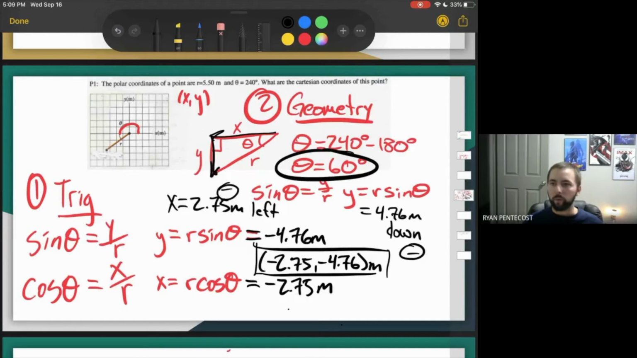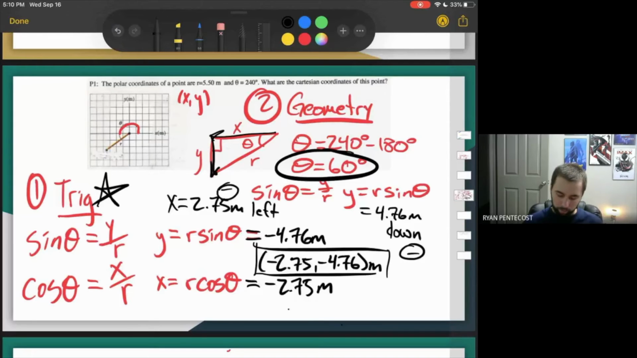It just depends on how your brain is going to work. If you can memorize trig, that's much easier. If you want to just draw your triangle and SOHCAHTOA your way through it, that's fine too. Just remember that left and down are negative, and draw your triangle so that you can see the direction of everything and where it's at. Okay?